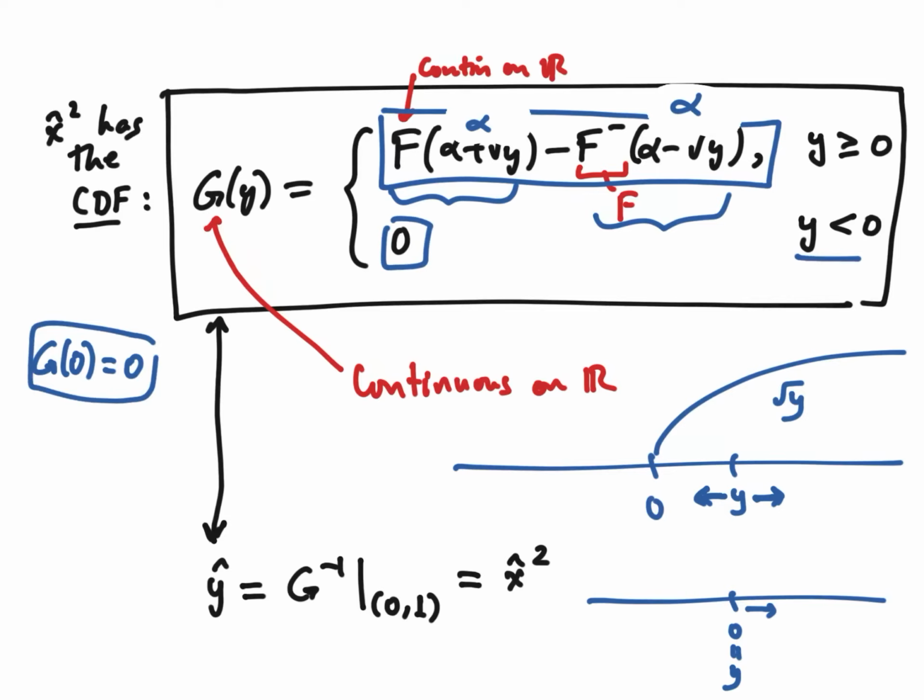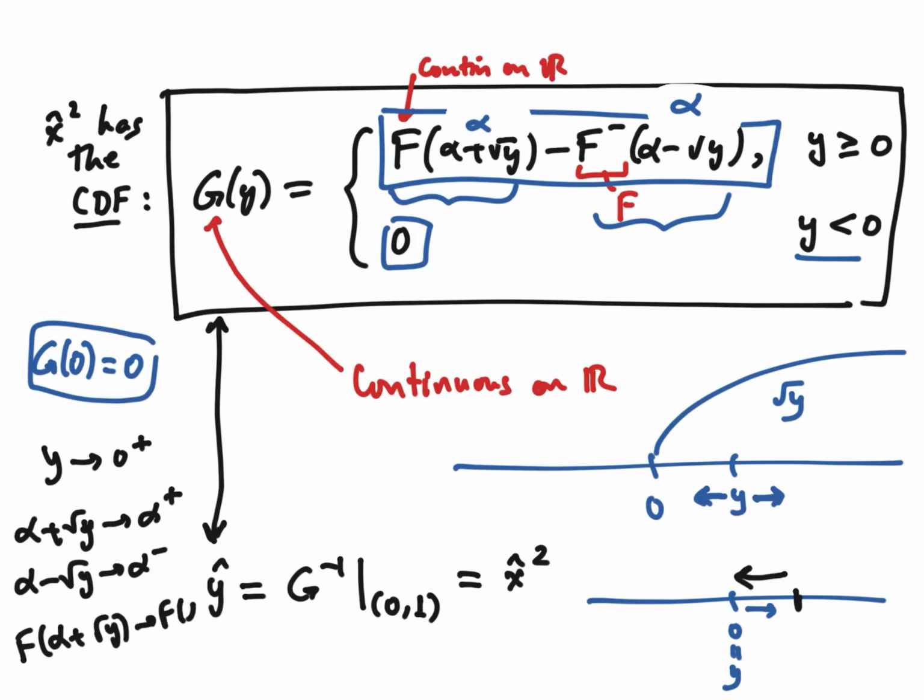Well, not quite, sorry. I still have to check that if I approach 0 from the positive side, does the value approach 0? So let's say Y is approaching 0 from above. Then alpha plus root Y is going to approach alpha from above, and alpha minus root Y will approach alpha from below. And therefore F of the first will approach F of alpha, because F is continuous. F of the second one will also approach F of alpha, because F is continuous. And then their difference will approach F of alpha minus F of alpha, which is 0. So you get the correct limit behavior. Not only is G equal to 0 at 0, but G at 0 plus is also 0, has the correct limit. So G is actually continuous everywhere.